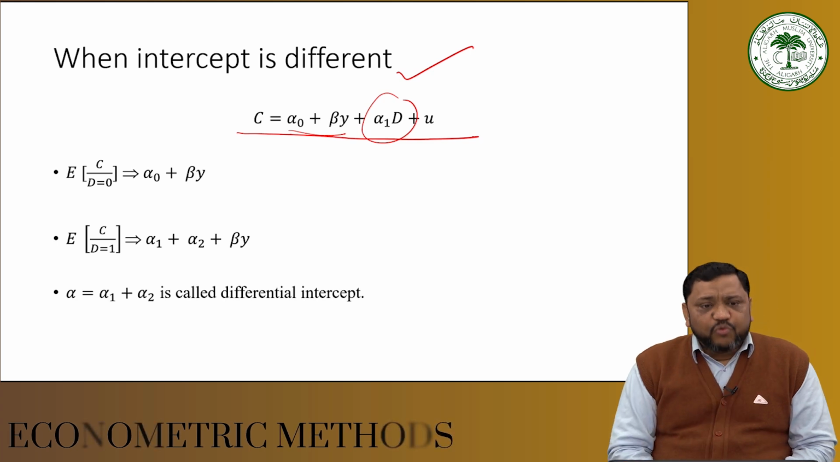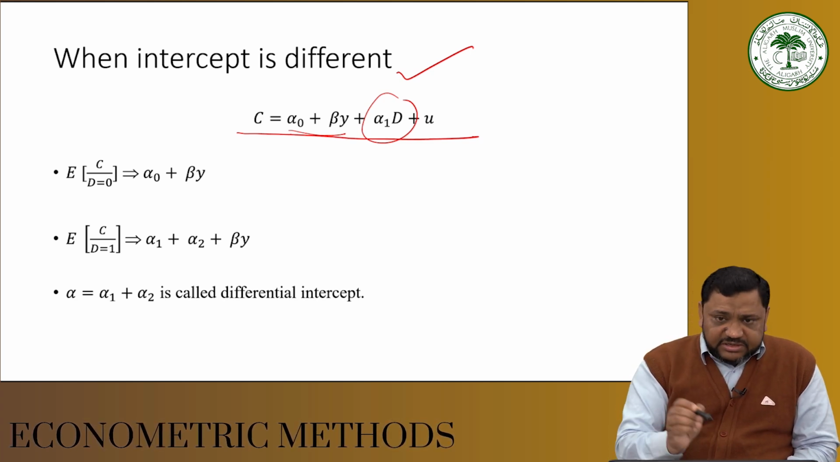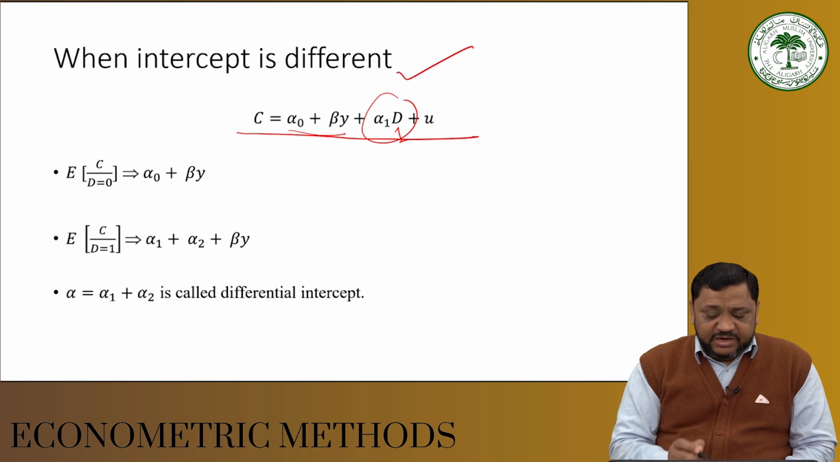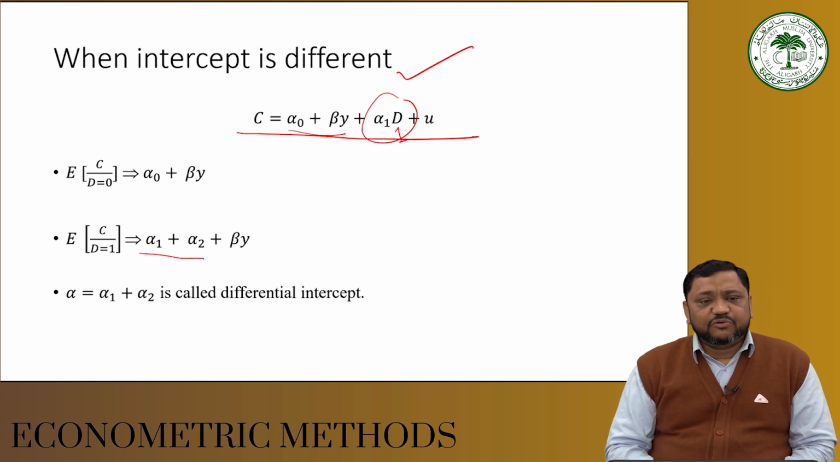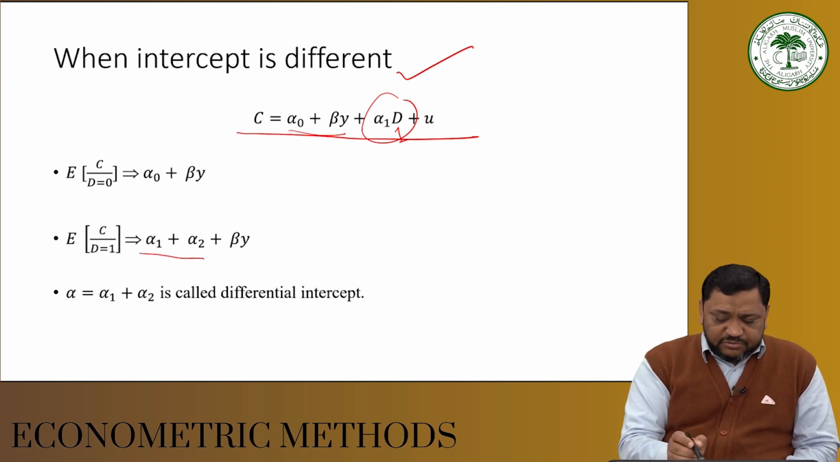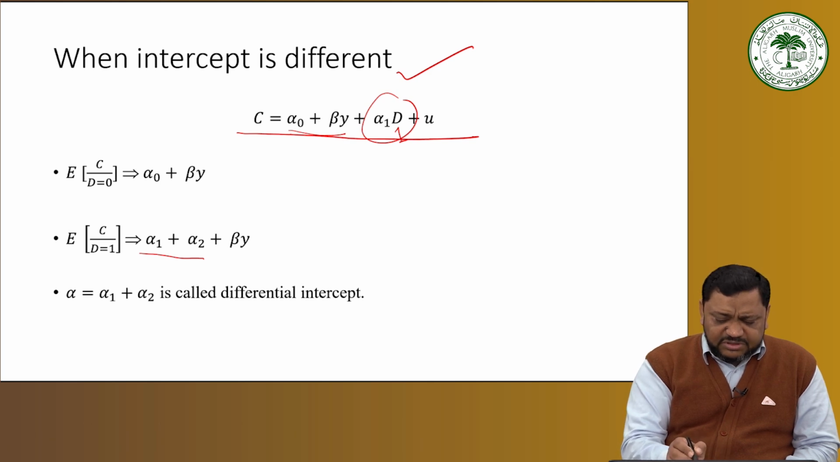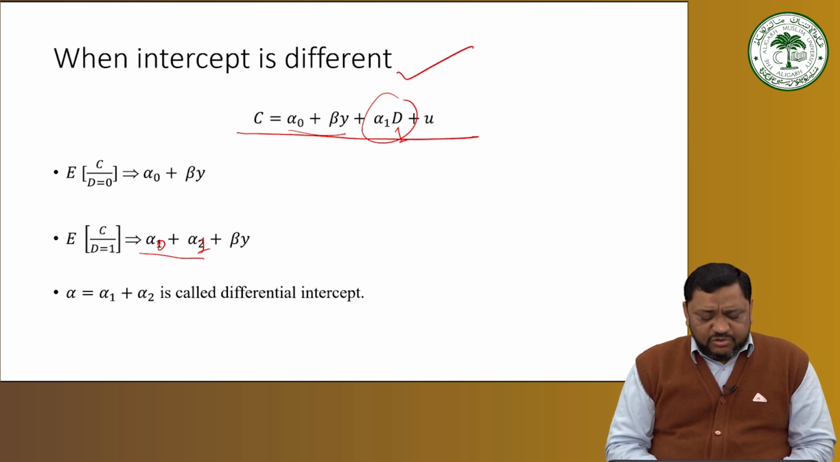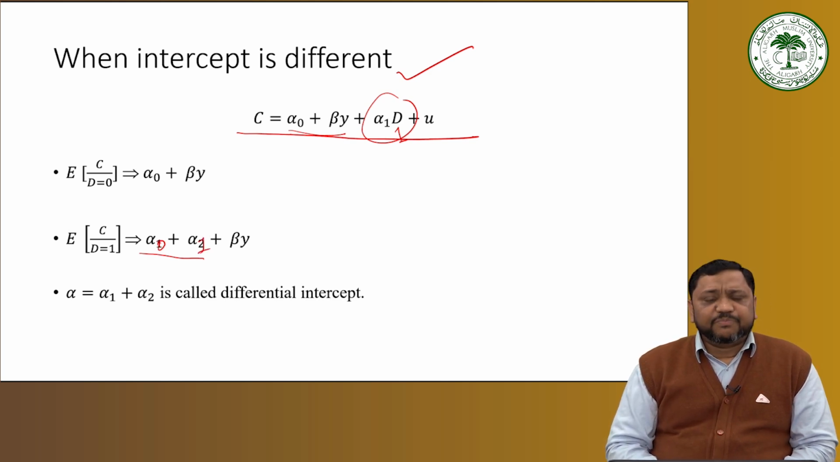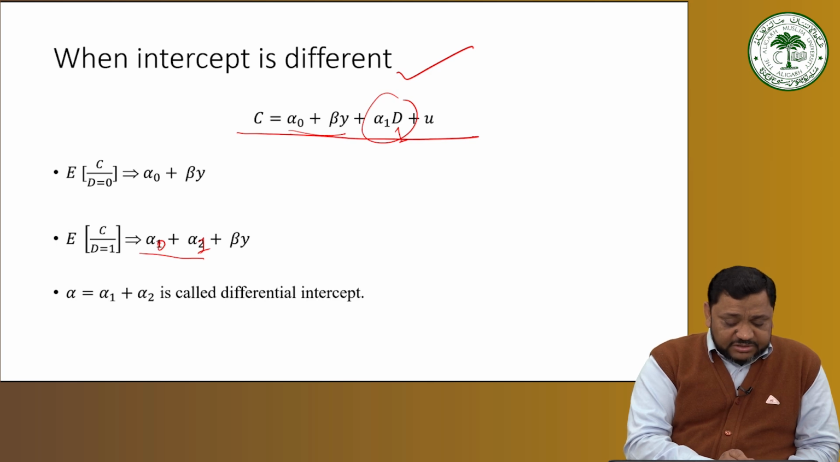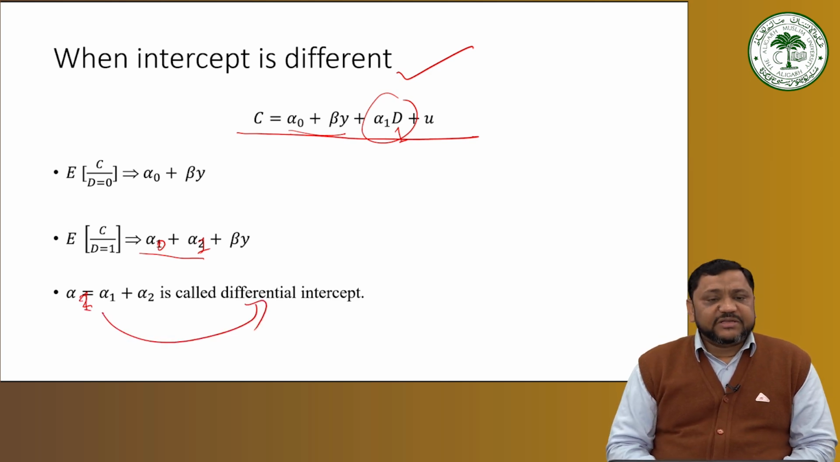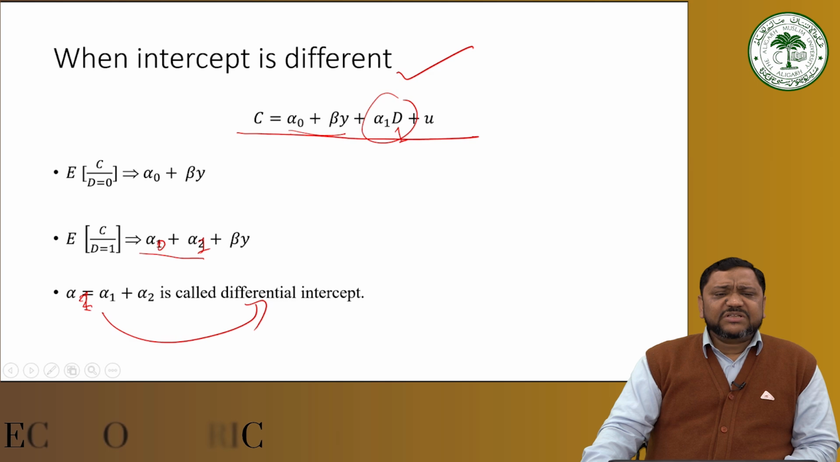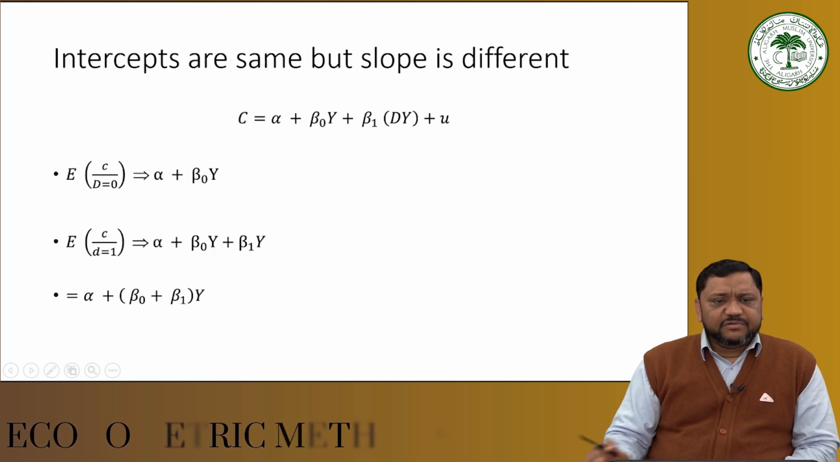Now when d is equal to 1, that is in the time of peace, then this term is there, so it becomes alpha 0 plus alpha 1. Here alpha 1 is nothing but your differential intercept. So this is the case when your intercept is different.